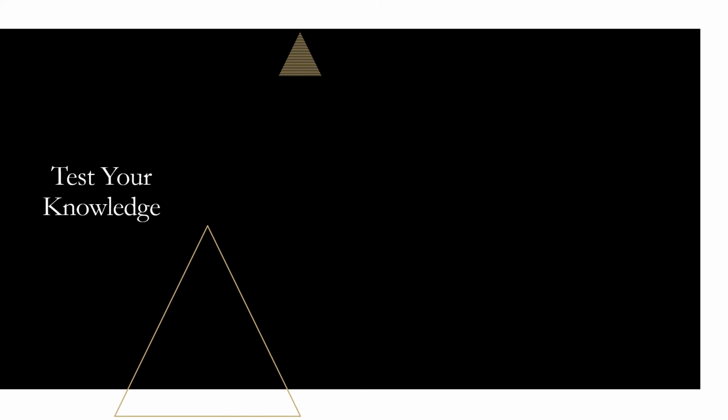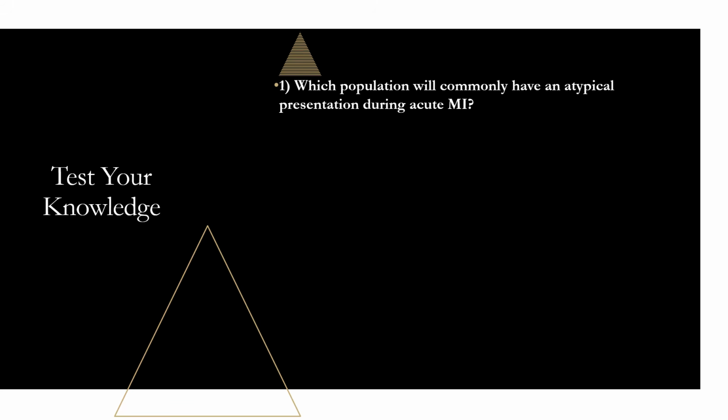All right, so that's it. Let's really quickly test what you learned from today. Do 5 quick questions and then wrap it up. So which populations will commonly have an atypical presentation during an acute MI? So what are the 3 populations that will have an atypical presentation? It's going to be women, elderly, and diabetics.